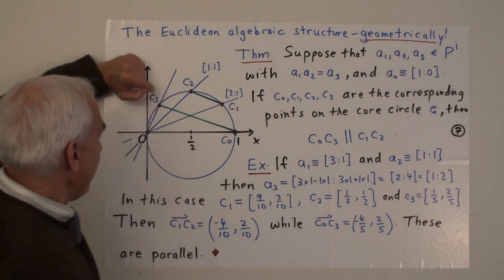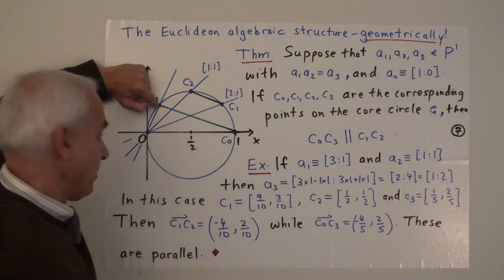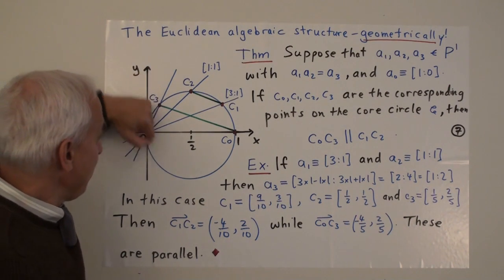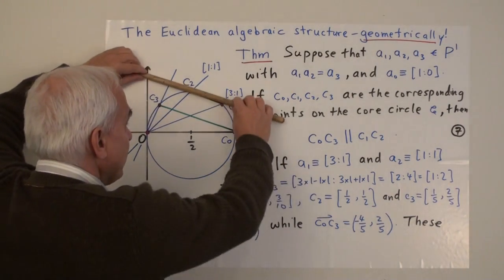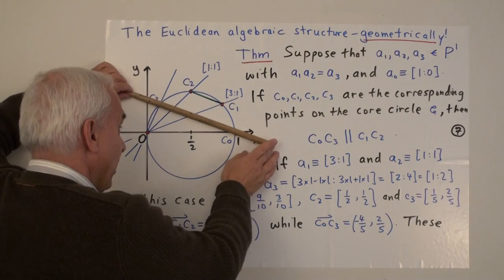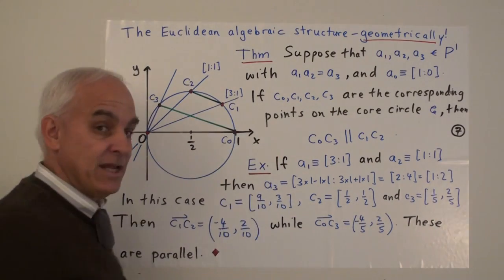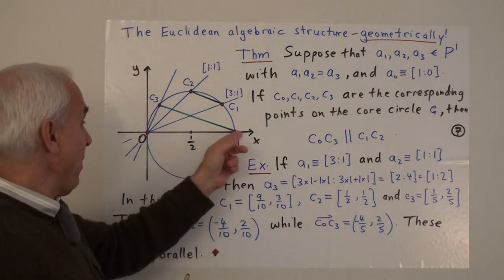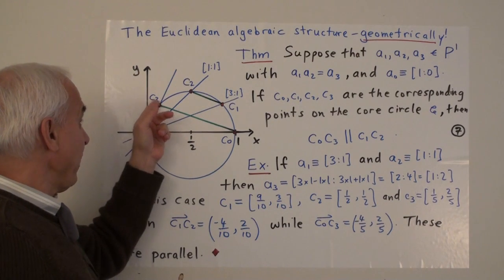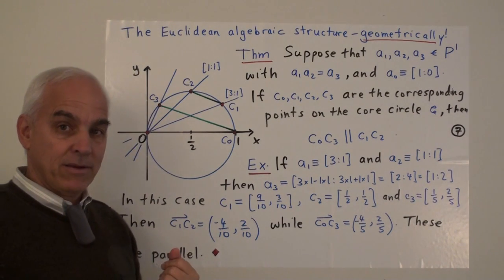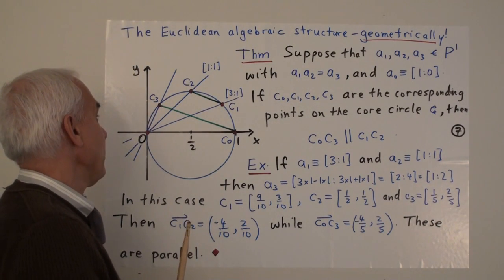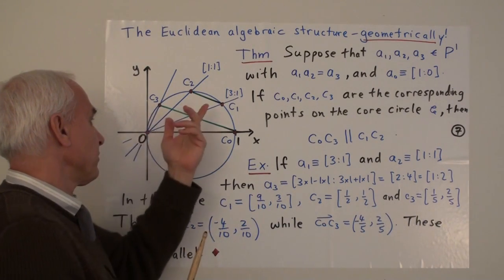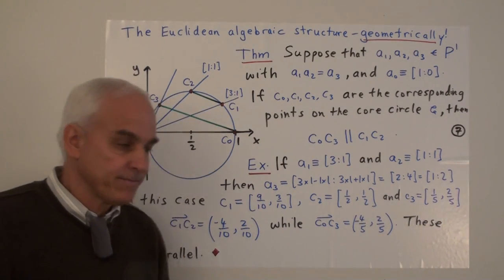In other words, we could determine this point C3 purely from the geometry of the circle by just connecting C1 and C2, drawing a parallel line to that through C0, or the point 1, and wherever that line meets the circle, that is automatically C3. This is a geometrical way of understanding the product of these projective 1 points.